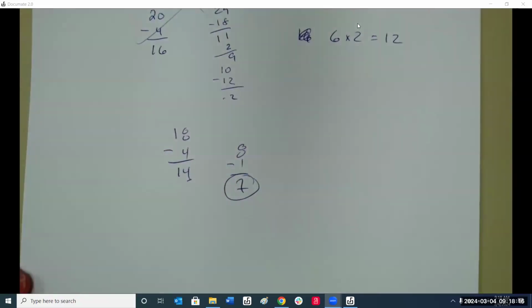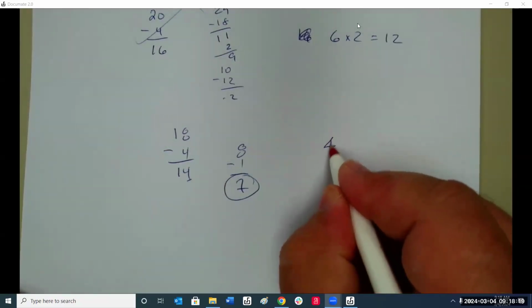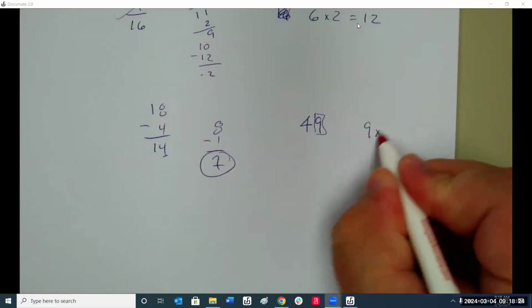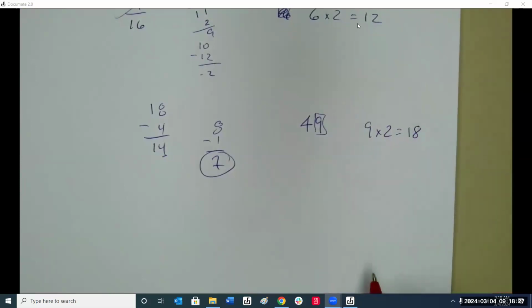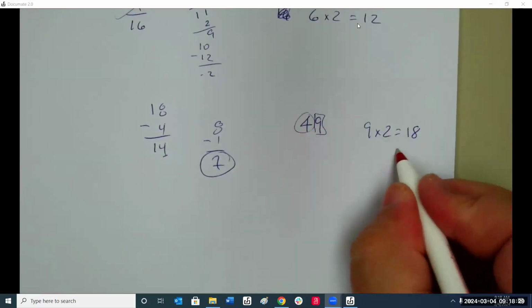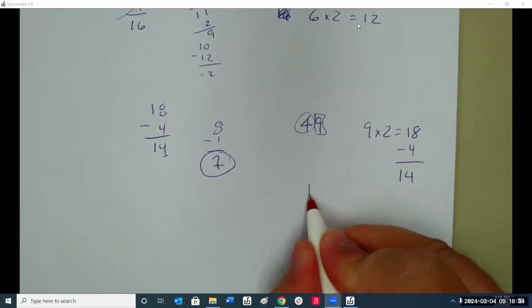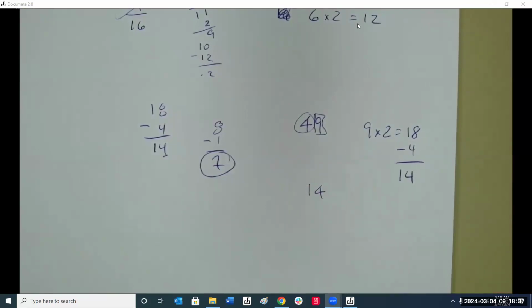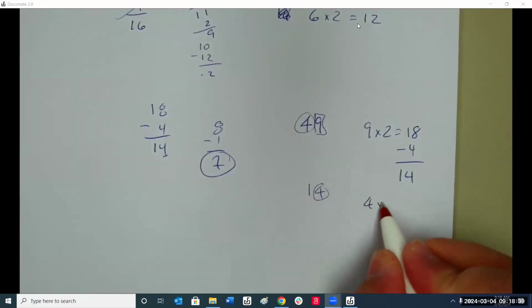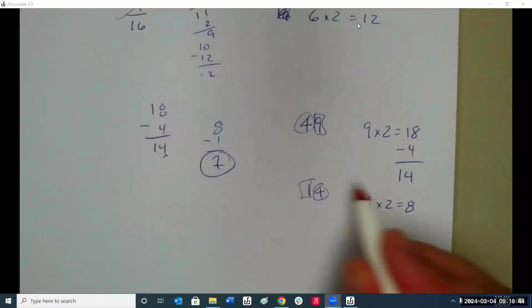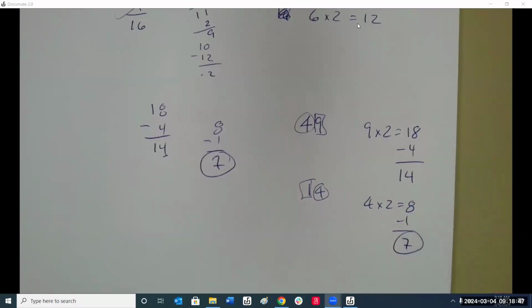Okay, we had 49. Take the last digit, multiply by 2. Take this number, subtract it. So now we have 14. Take this digit, 4 times 2 equals 8. Subtract this digit, and it's either 0 or 7. Very good. Stupid instructions.